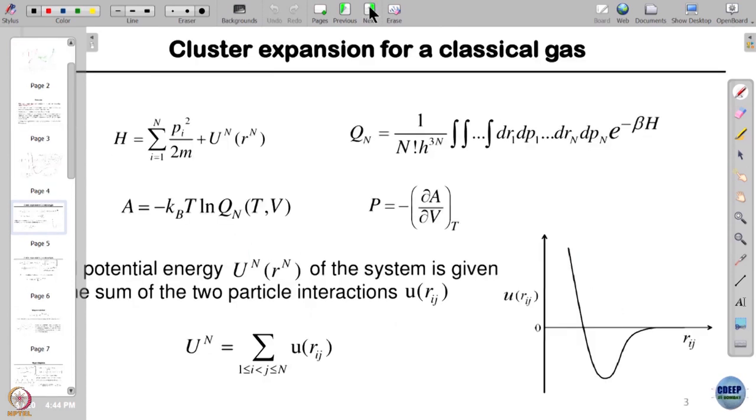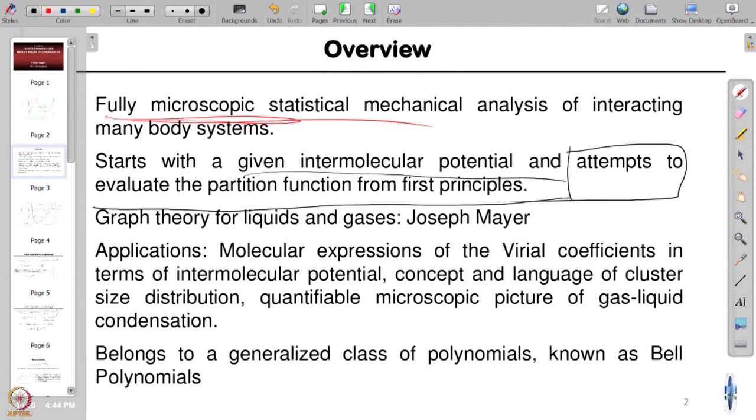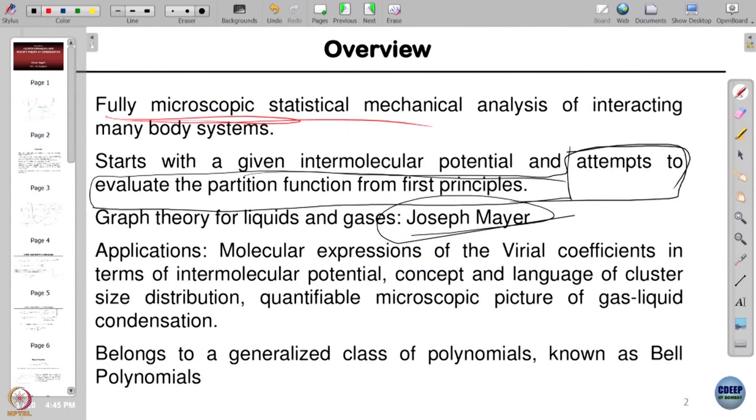If we have this kind of interaction potential, we start with the intermolecular potential. So given the intermolecular potential, I give you the Lennard-Jones, the simple one. Then we attempt to evaluate the partition function from first principles, like a sum over energy levels of e to the minus beta times the Hamiltonian. That was the thing that Joseph Mayer did, and we are going to do that. In the process, he introduced what could be considered the first graph theory of liquids and gases, the cluster expansion, and he got a huge number of results out of it. Not only that, it made the beginning of classical statistical mechanics, the most significant step after Boltzmann and Willard Gibbs.